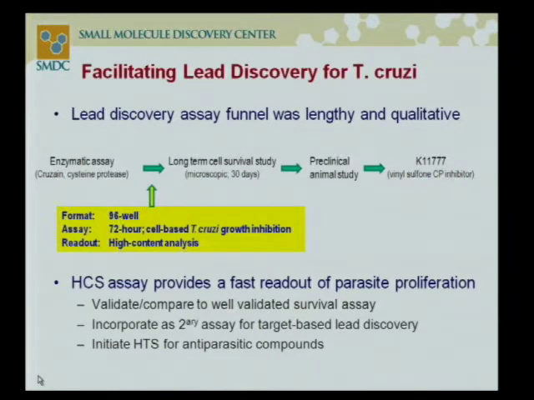We can then compare that to this very well-validated assay to tell us if it's okay if some of these things don't work here, but it would be bad to filter compounds out if they didn't work here, but they would have worked here and in animal models. Then if we have this assay and it's well-validated, we can incorporate it for secondary validation of compounds as we're going along this drug discovery pathway. We can also initiate high-throughput screening. This is now amenable for doing an entire whole-parasite high-throughput screen, which has been challenging in the past.